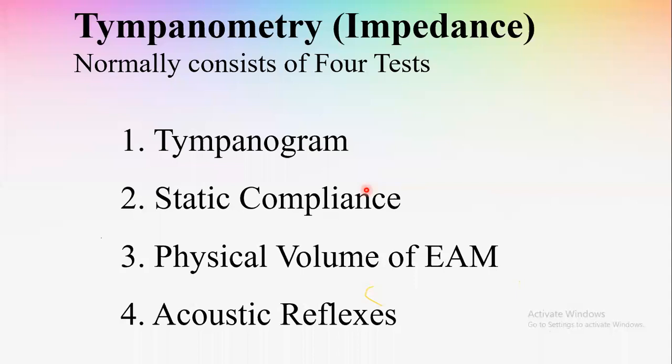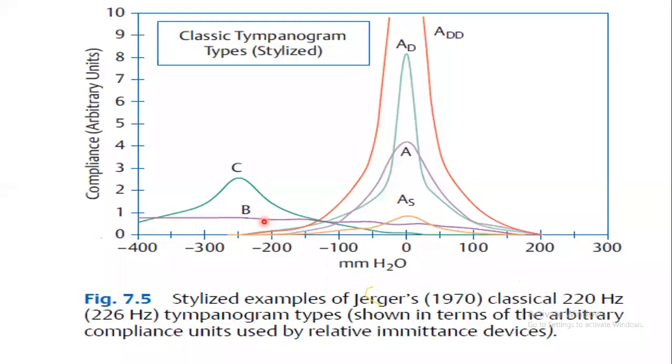If we want to measure tympanometry, there are mainly four important tests to measure. One is the tympanogram, second is static compliance, then the physical volume of the ear canal, and the acoustic reflexes. The tympanogram is a graph plotted of pressure against compliance value. Pressure is given from plus 200 to minus 400.